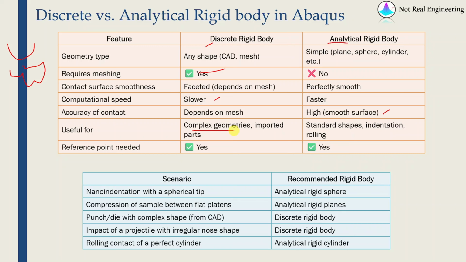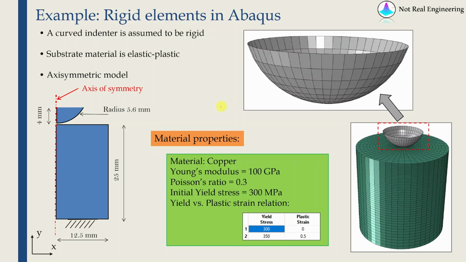This is specifically true if you want to import some CAD model from other software where you have some complex tool, or a shape of a micro indenter you scanned using some imaging technique. Then in that case, you will need a discrete rigid body. And for both, we need a reference point. These are just some examples of when to use analytical versus discrete. The takeaway is whenever geometry is complex, go with discrete rigid body, and whenever it is simple enough, go with analytical rigid. Now let's solve one example and see exactly how it is done.